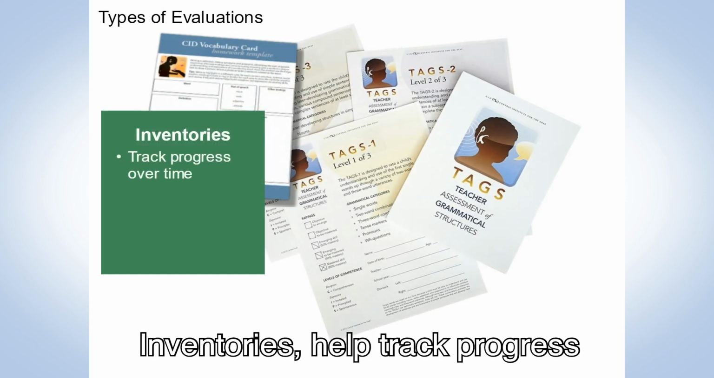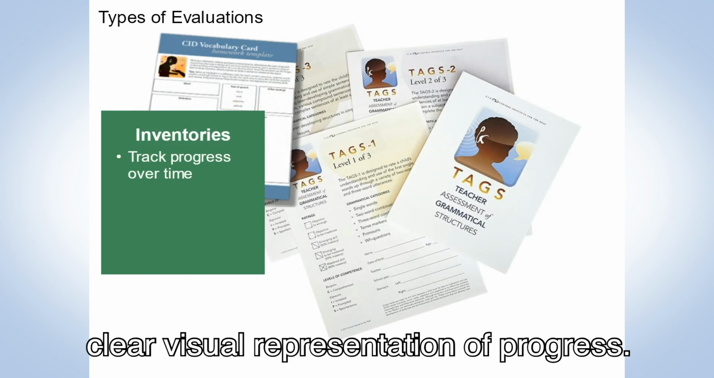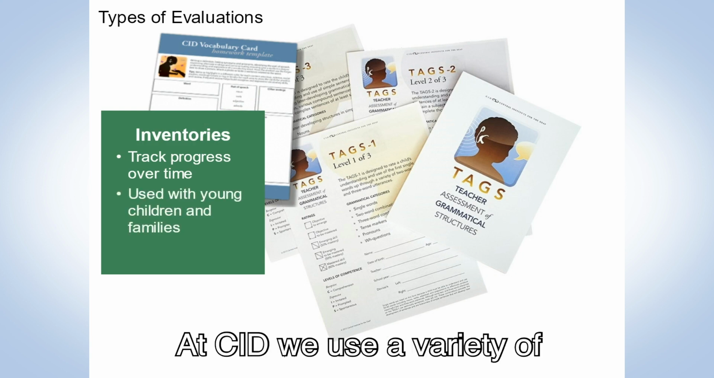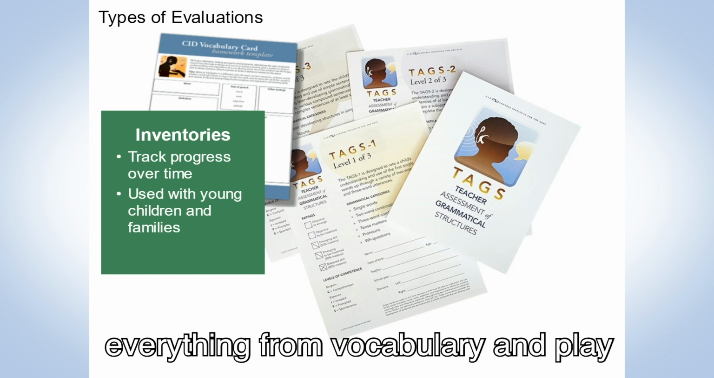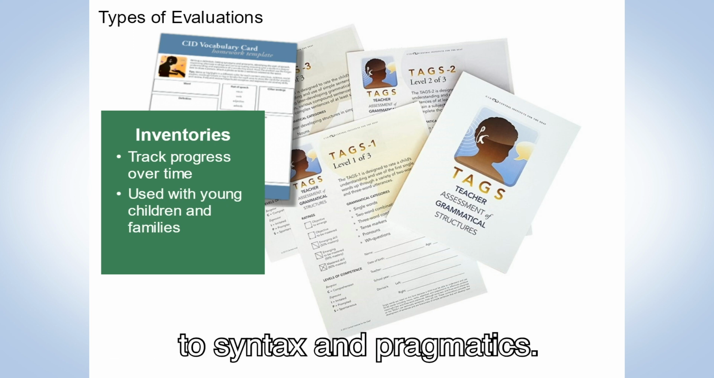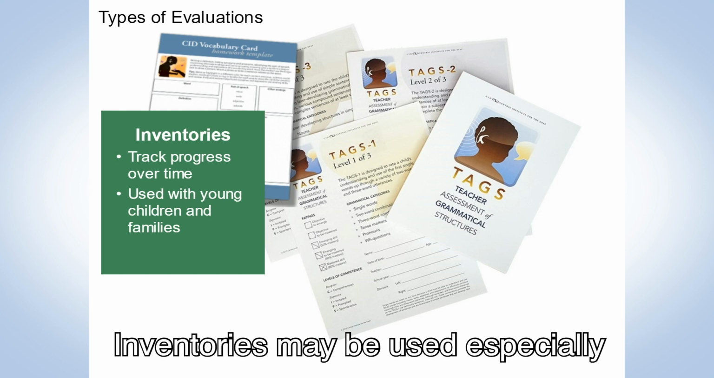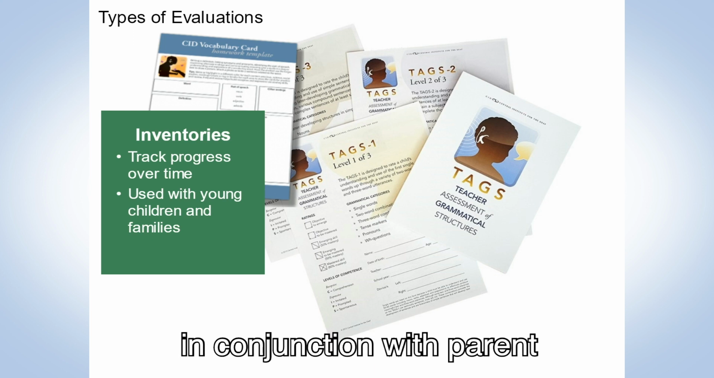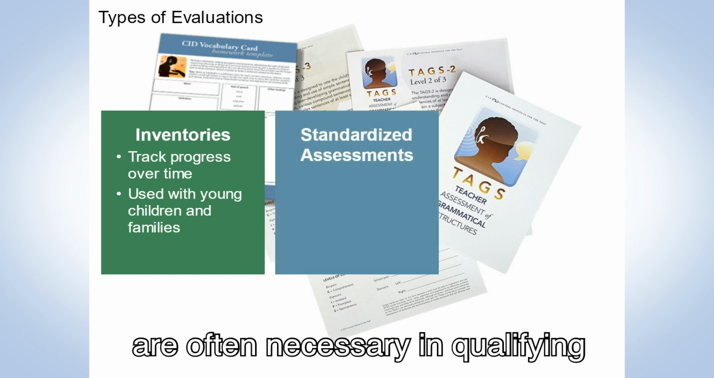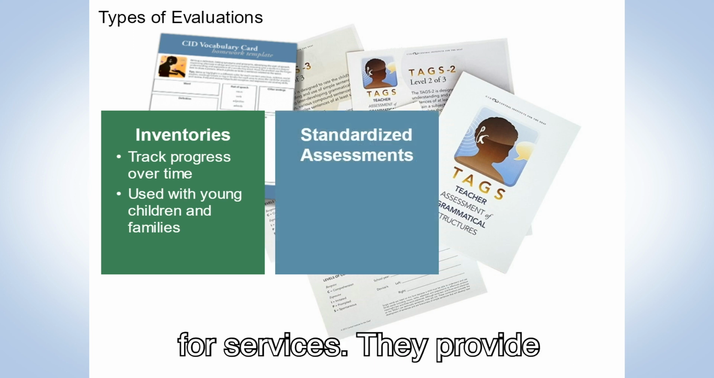Inventories help track progress over time and often give a very clear visual representation of progress. At CID, we use a variety of inventories and checklists for everything from vocabulary and play to syntax and pragmatics. In the early intervention setting, inventories may be used especially in conjunction with parent discussions. Standardized assessments are often necessary in qualifying for services.